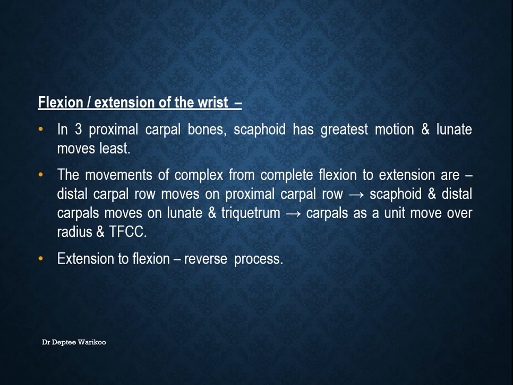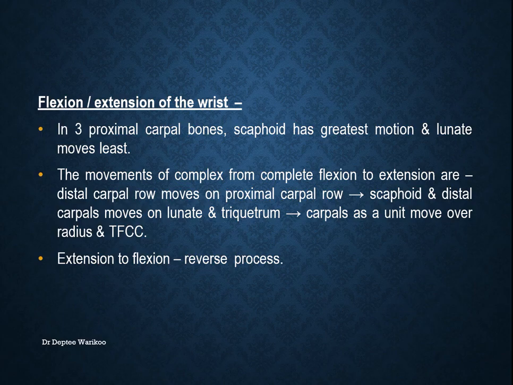Then the second stage starts. Continued extension forces now move the combined unit of the distal carpal row and the scaphoid on the relatively fixed lunate and triquetrum. At approximately 45 degrees of extension of the wrist complex, the scapholunate interosseous ligament brings the scaphoid and lunate into closed pack position. This unites all the carpals and causes them now to function as a single unit. Then starts the third phase, that is the completion of the wrist extension.